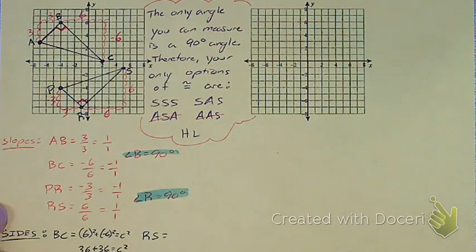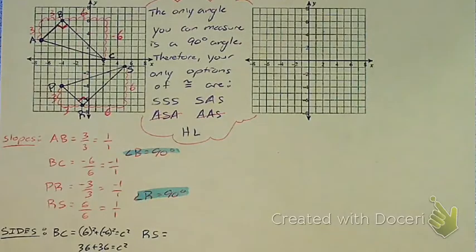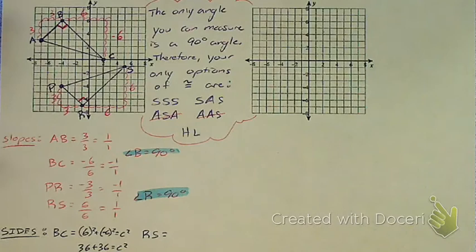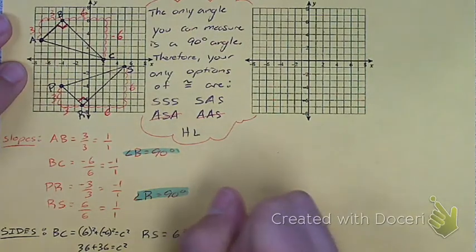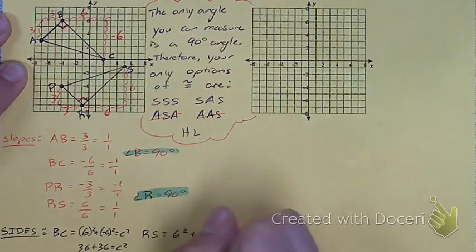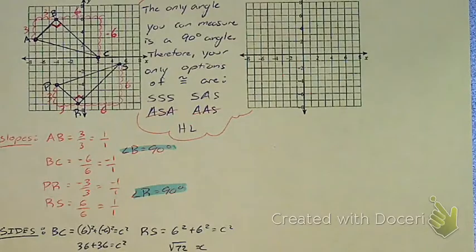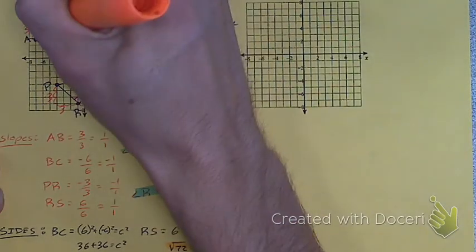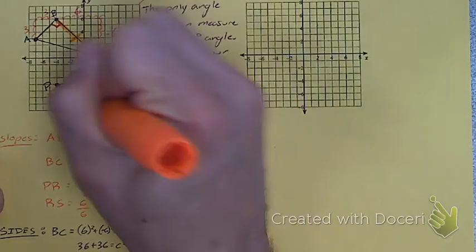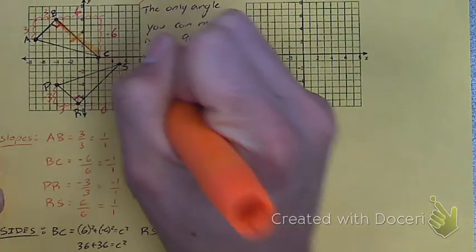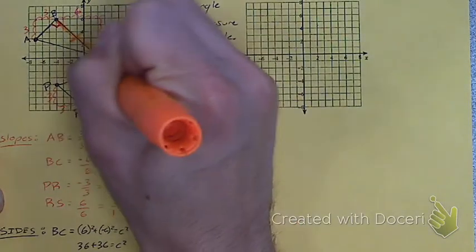Let's find RS. See if it matches. That was RS, right? No, that was BC. RS is how much? RS is 6 and 6. Is it going to match? Yeah, they're the same numbers. Therefore, it is square root of 72. What did we just prove right now? This side is congruent to this side.